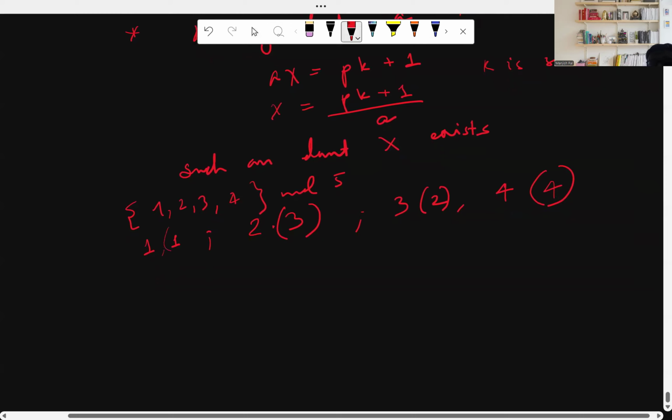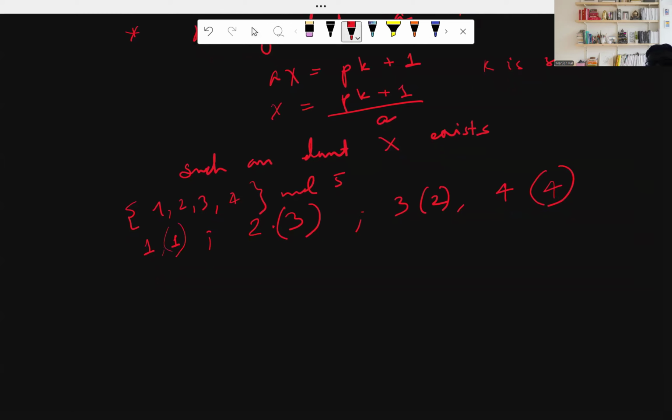So we can verify that in general we will always be able to find a number x between 1 to p minus 1, such that the product of those two numbers gives a value which is equal to p times k plus 1.